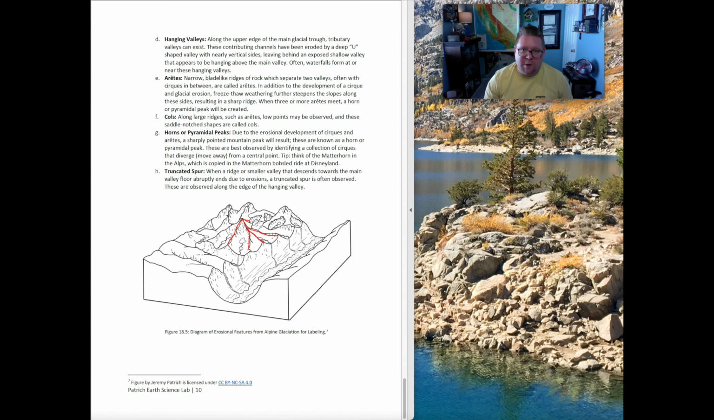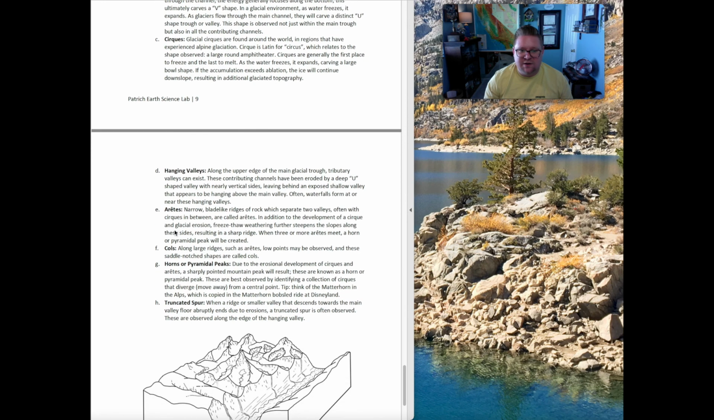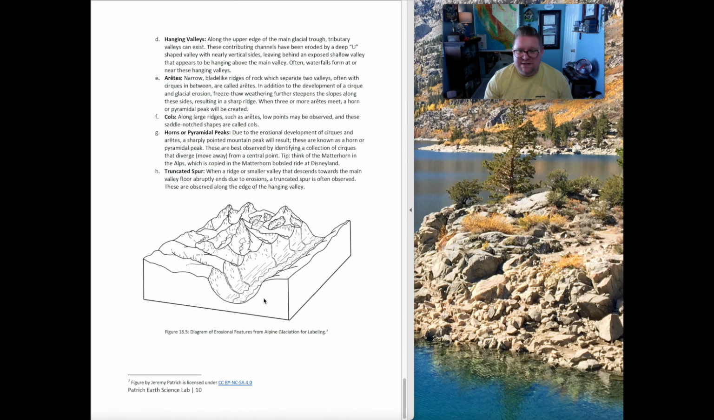Another thing that really helps with this part of the lab too is Googling it. What does a cirque look like? What does an arête look like? What does a col look like? Because this is a diagram, I get it, and it's a black and white diagram, but if you just type on your phone, okay, I'm going to open up Google, and I go, what is a cirque? C-I-R-Q-U-E. Or actually do arête, that's a good one. A-R-E-T-E, arête. I hit image.